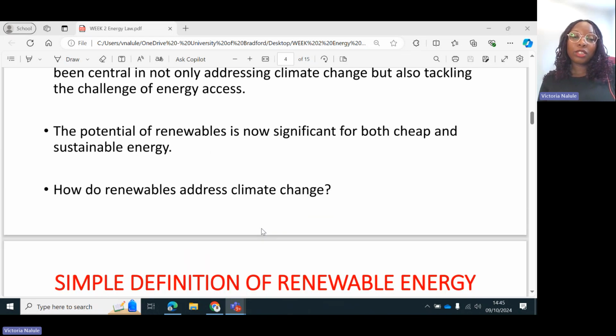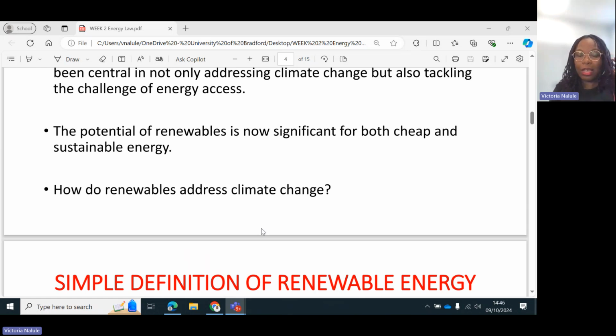And the other thing is the potential of renewables is now significant for both cheap and sustainable energy. Renewable energy is becoming cheaper compared to other forms of energy. Obviously, when it comes to technology, those are expensive aspects that we cannot ignore, but it becomes easier to access renewable energy. Like for solar power, you don't need to be connected to the grid. You can just get your solar panel, put it on your roof, whether you're in a village, wherever you are, you can be able to access energy. So renewable energy, obviously, is becoming cheaper, it's becoming more accessible, and also more flexible.